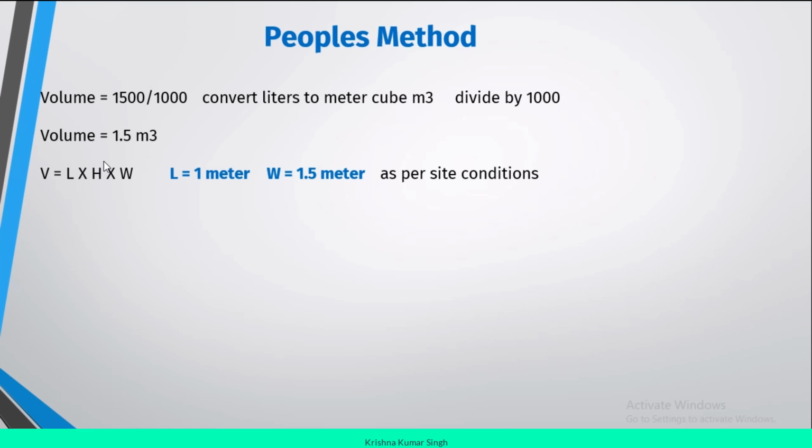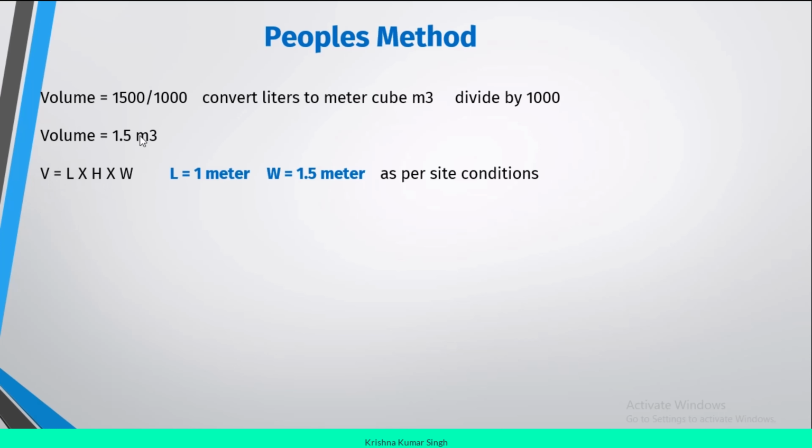Now I will use this formula to get the dimension of my storage tank. My storage tank is a rectangular or a cubical shape, so I will use this formula: L into H into W, length into height into width. I will get the two dimensions by visiting the actual site, or from the architectural layouts. Now I selected 1 meter length because I get the space of 1 meter on the roof, and on the roof I got 1.5 meter of width. So I need to know the height.